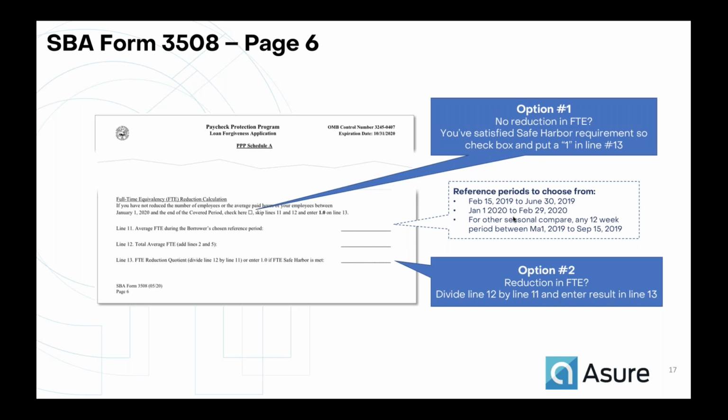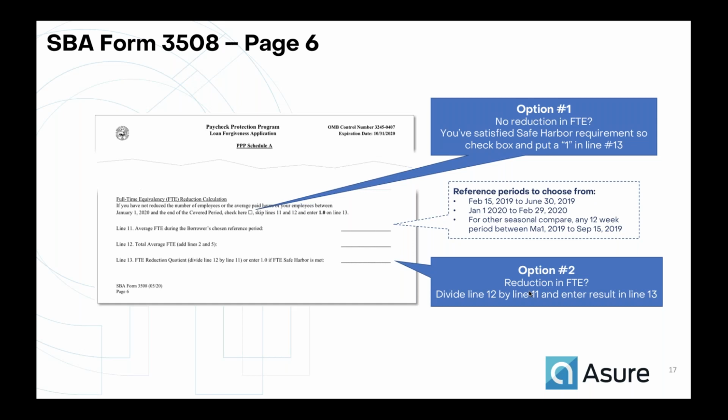Or if neither one of those 2 options makes sense because it just doesn't align to your business model, maybe you're a seasonal business based on tourism or some other grand event, then you could take any 12-week period between May 1st, 2019 and September 15th, 2019. Okay, so you have your choice. One of those 3 reference periods, take your number of employees at FTEs now, which is the addition of line 2 and 5, divide by that, and that's what goes in line 13. At the end of the day, you've got to populate line 13. It's either from option 1 where it becomes a 1, or it's going to be something less than that by dividing out because you did have some type of reduction in headcount. Okay.